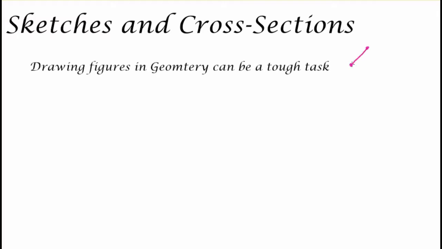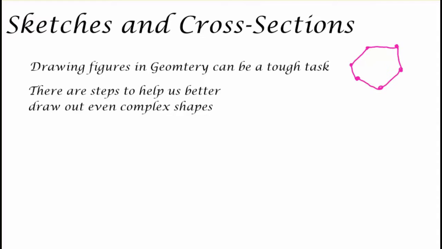As I'm illustrating here, my intention is to draw a hexagon, and I would do so by drawing 3, 4, 5 lines, and then you see just through a simple miscalculation of distances, my sixth side appears to be strange. My goal was to try to draw one and have all the sides be equal to each other. But there are some steps to help us better draw out even complex shapes.